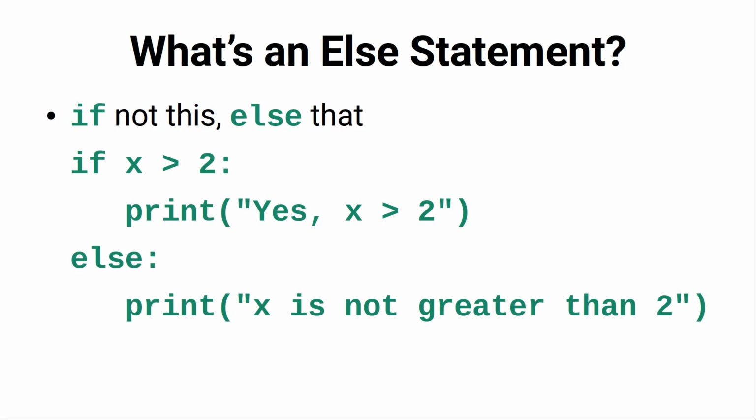And here we can print the insightful message x is not greater than 2. Now when this code is run, depending on the value of x, we will see one of these messages printed, but never both. Let's try adding an else statement to our program in Thonny.